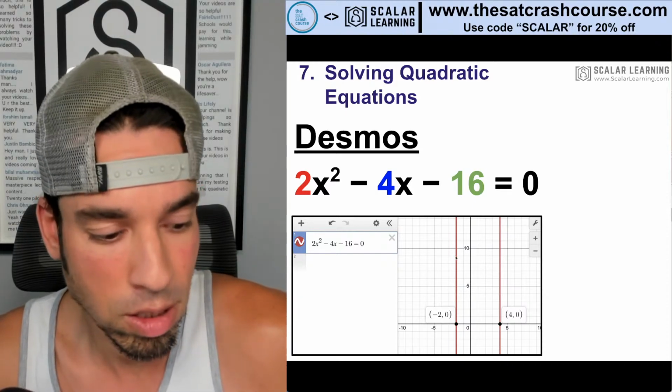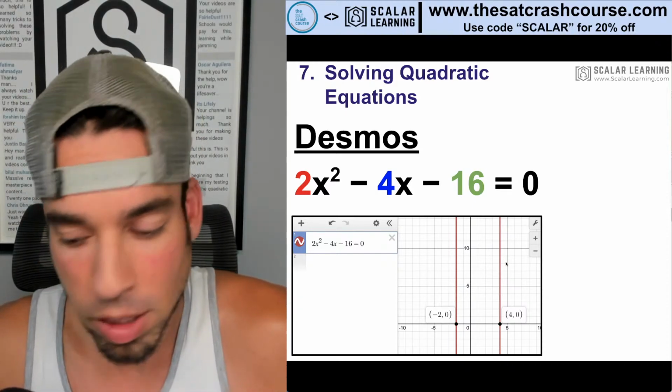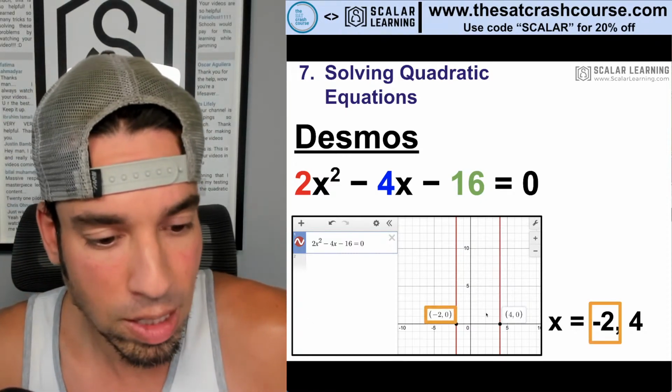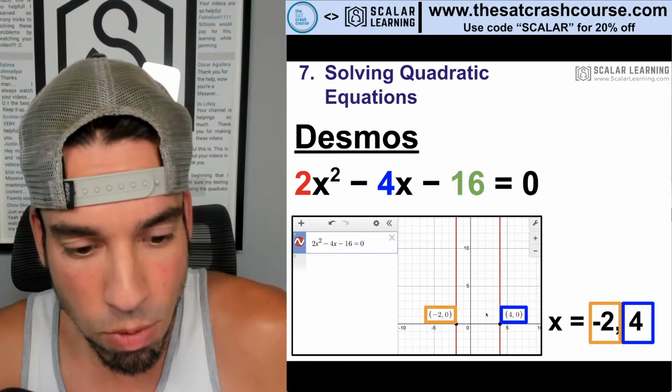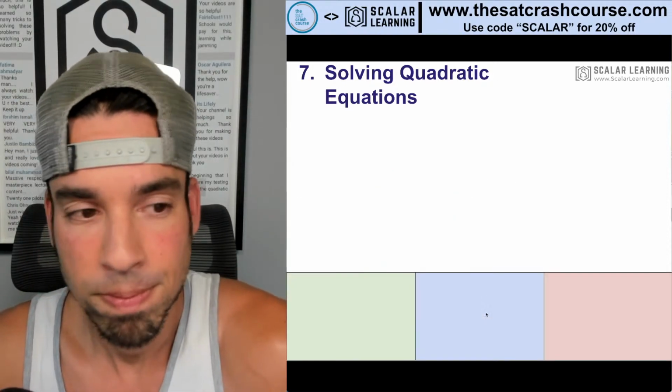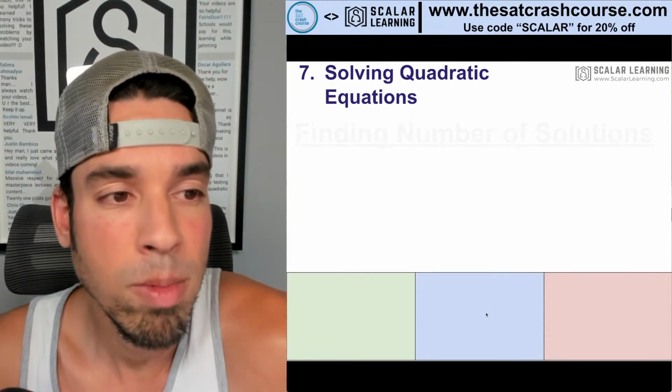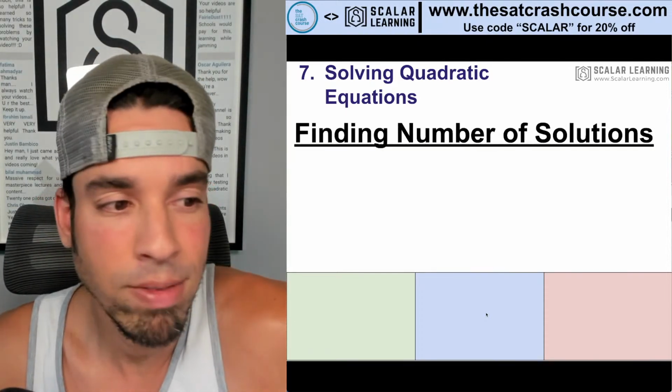The x values are consistent. The y values are what change. So if you're trying to get your solutions, you see, oh, it's -2 and 4, because my -2 is coming from that -2, and there's my 4. Boom, done.